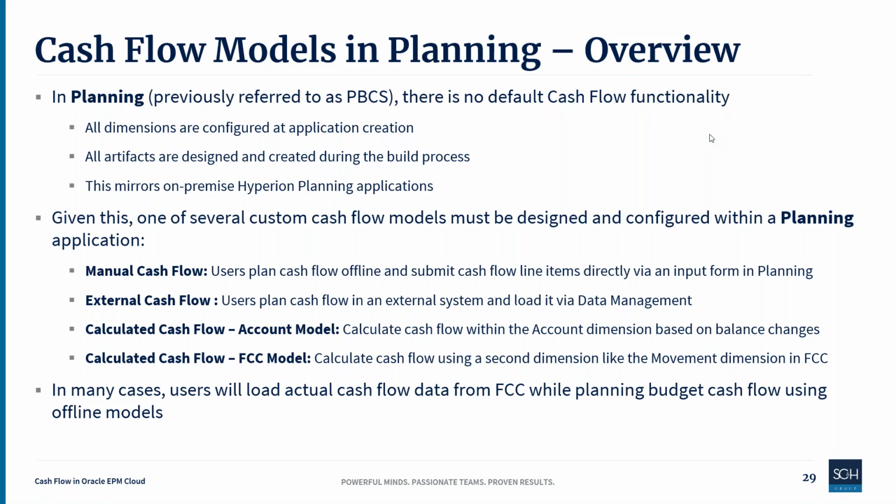There's what we call external cash flow, which is where you do your cash flow in an alternate system, such as FCC, and then load it into planning via data management. And then we have calculated cash flow in one of two ways, which is either using the account dimension or using an analog to the movement dimension, like the one in FCC. And we'll talk about both of those. Generally, you'll see a lot of companies will use FCC for their actual cash flow reporting and then load those results into planning to use for comparison and source data for future plans.